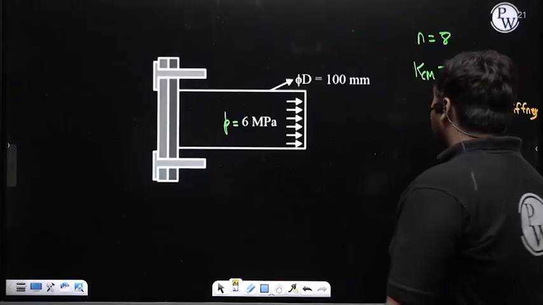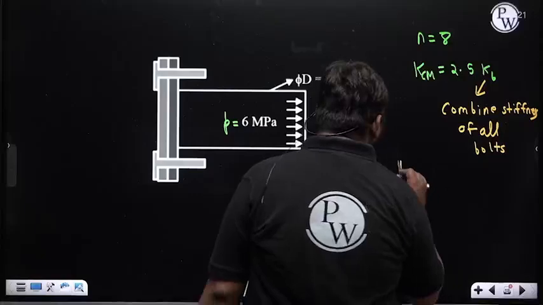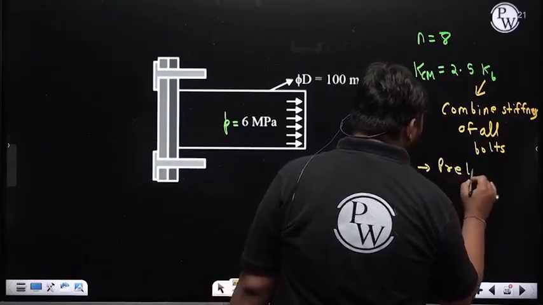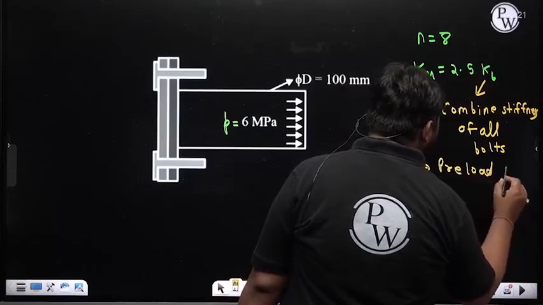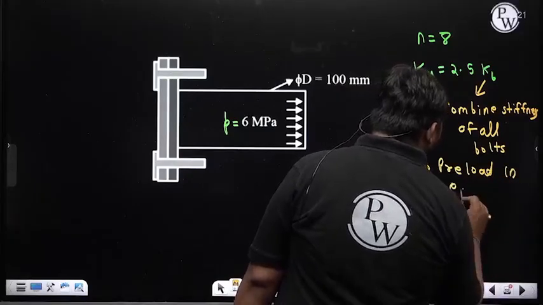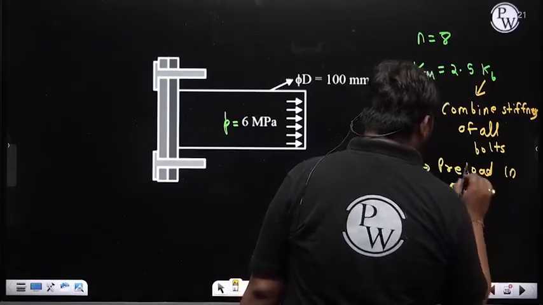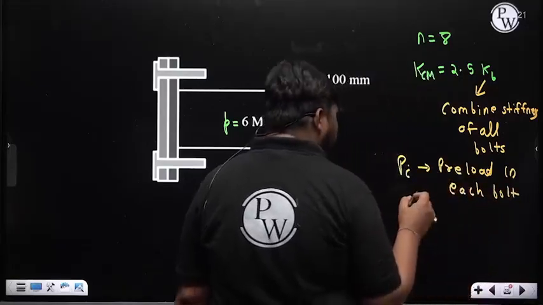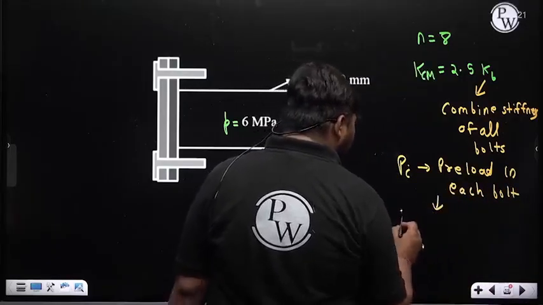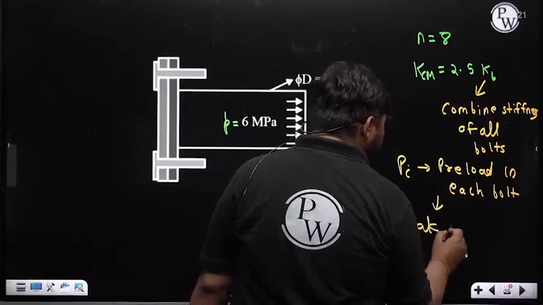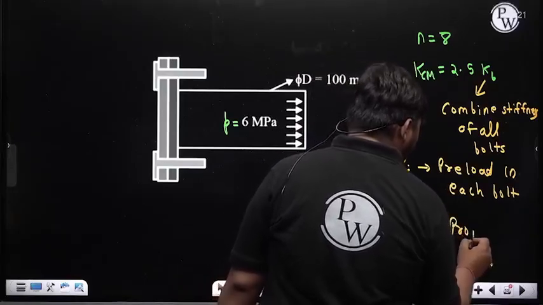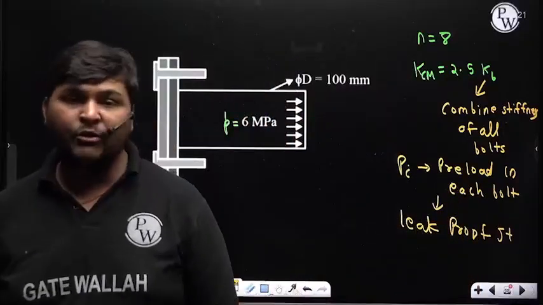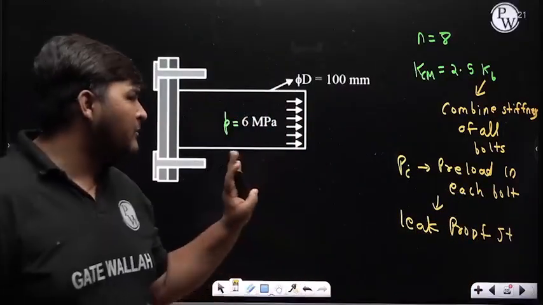We have to find. Here our objective is to find the limiting value or minimum value of preload. Pi is preload in each bolt, and we have to find the limiting value of preload Pi, which is preload in each bolt, to ensure that our joint is leak-proof joint. Now here suppose preload in each bolt is Pi. Our objective is to calculate limiting value of Pi.